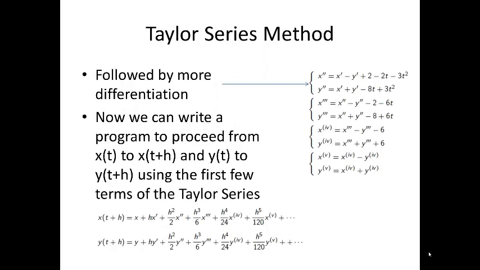Once we do the derivatives, say up to the fifth order, then we can write a program to proceed from x of t to x of t plus h, and from y of t to y of t plus h, using the first few terms of the Taylor series, say up to the fifth term. Here x and y and all their derivatives are functions of t, so you should keep that in mind when you're differentiating these.